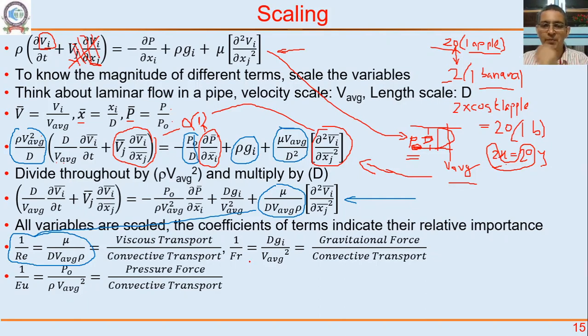1 by Froude number is this term, dGi by V average square. It's called the Froude number, 1 by Froude number. So Froude number is V average square divided by dGi. It tells you the relative importance of the gravitational term divided by the convective transport. We have divided by rho V average square, convective transport. So Froude number is a ratio of convective transport to gravitational force. We had that Froude number when we were talking about piping.